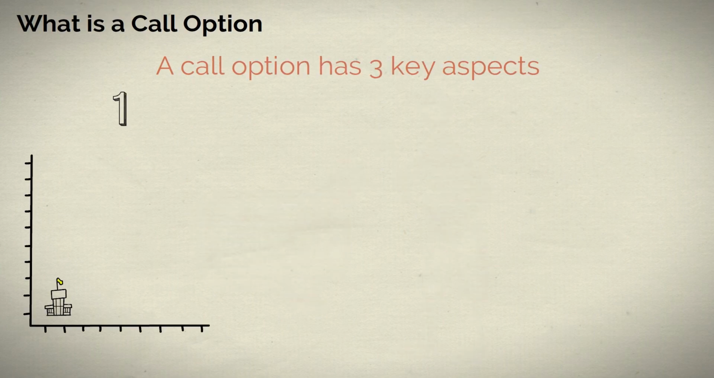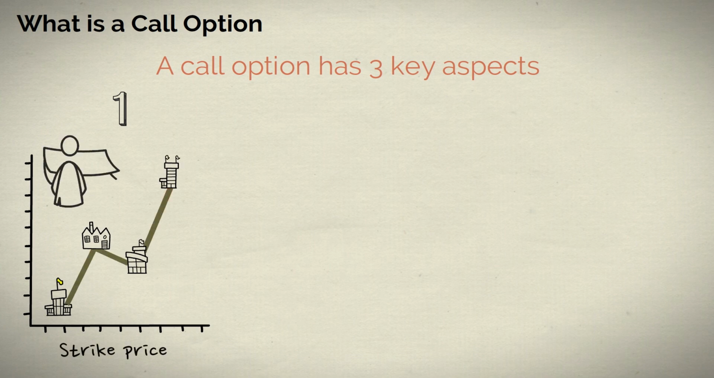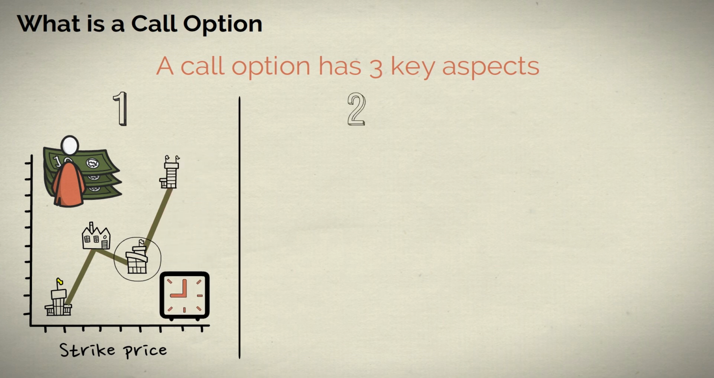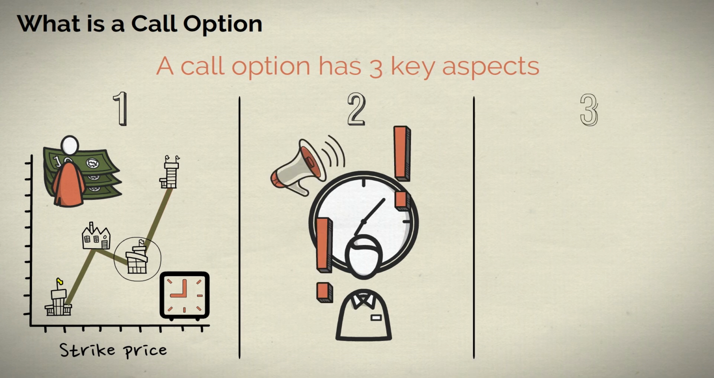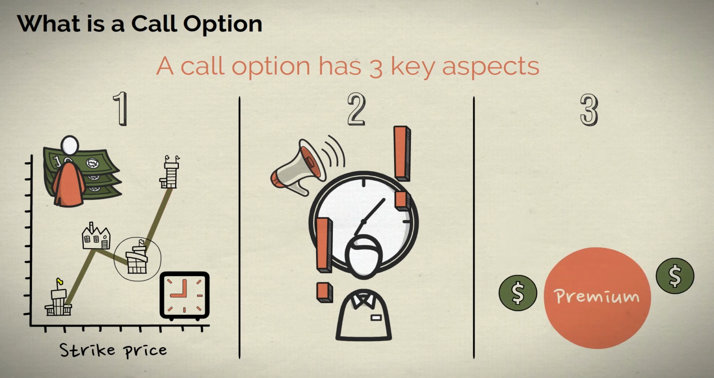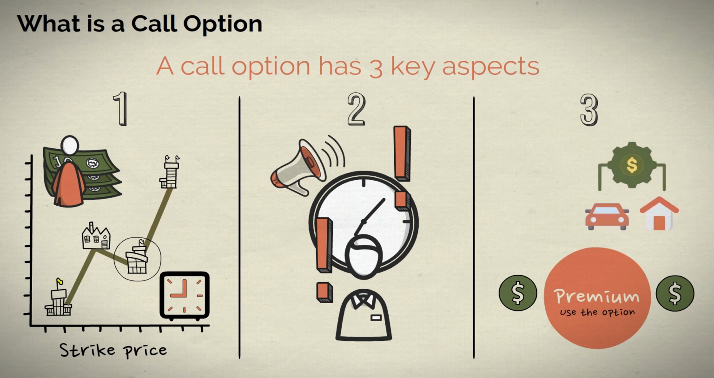The first aspect is called the strike price. This means the specific price you can buy the underlying asset within the option's expiration date. The second aspect is the expiration date. This is like a time limit within which the option can be claimed. Finally, the third aspect is called the premium. This is the amount of money you'd have to pay to actually use the option if you wanted to buy the underlying asset at the strike price and within its expiry date.